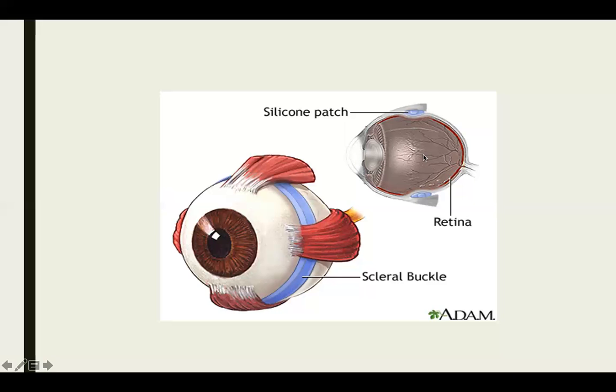Multiple surgeries will be needed, and sometimes the silicone oil gets emulsified and comes into the anterior chamber and also blocks the trabecular meshwork. And once the silicone oil gets emulsified, it's very difficult to remove.